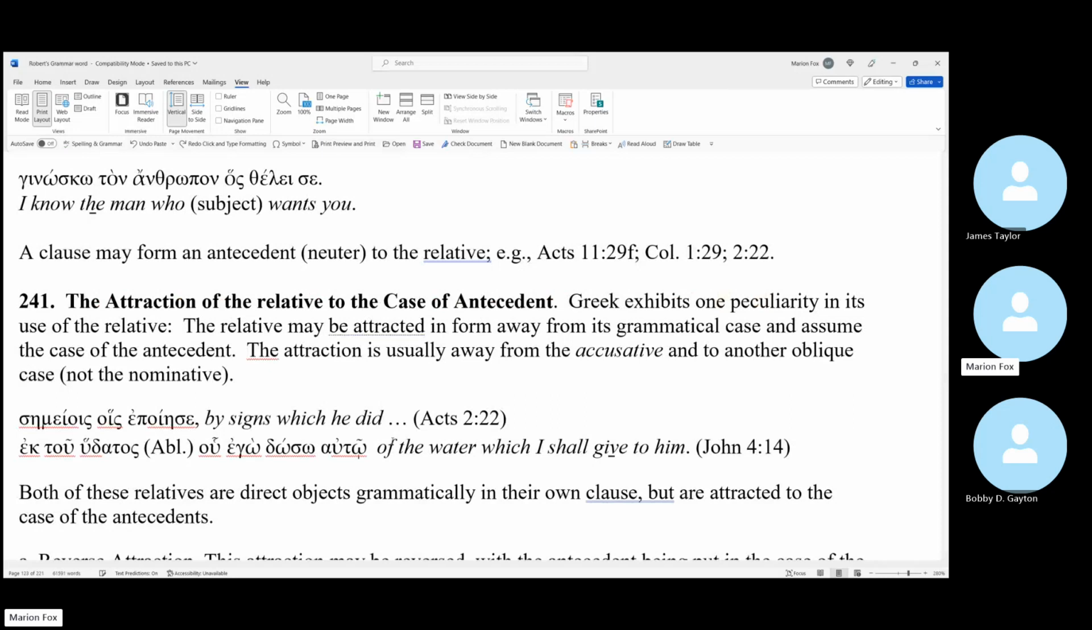Okay. All right. So it can be attracted to the case of the antecedent.